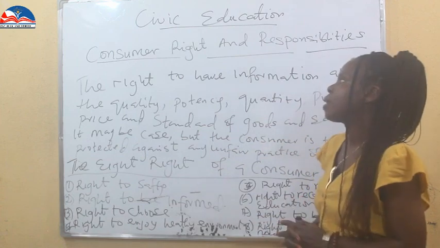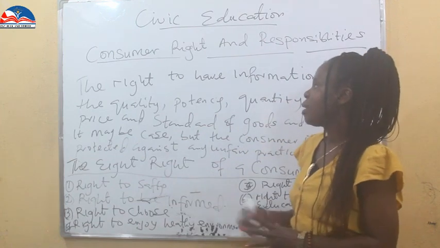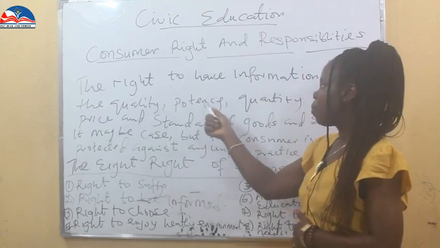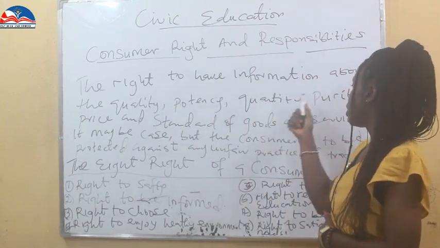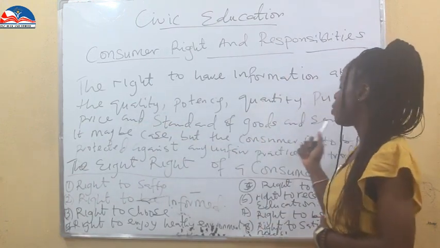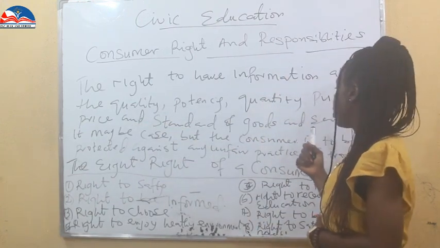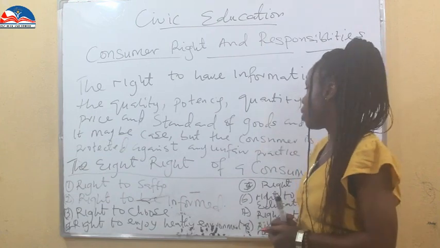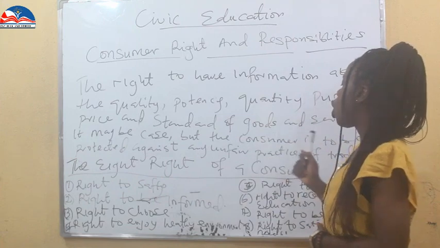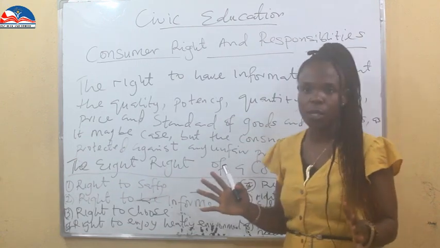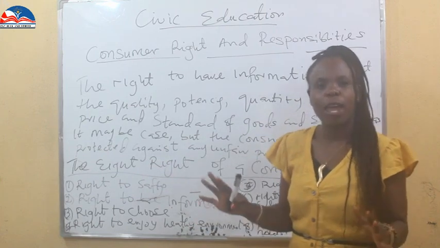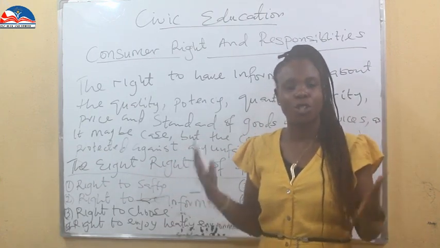Now, what are consumer rights? It is the right to have information about the quality, the potency, the quantity, the purity, the price and standard of goods and services, or goods or services, as the case may be. But the consumer is to be protected against any unlawful practice of trade. That is to say, it is the protection of a consumer against unfair trade.